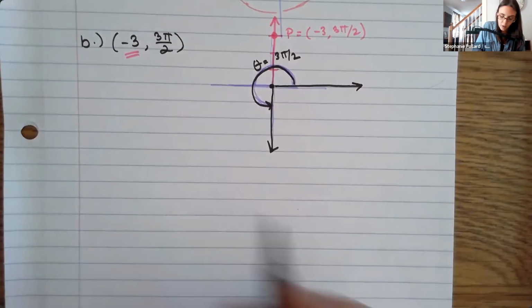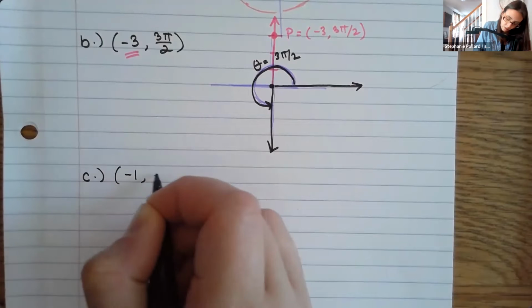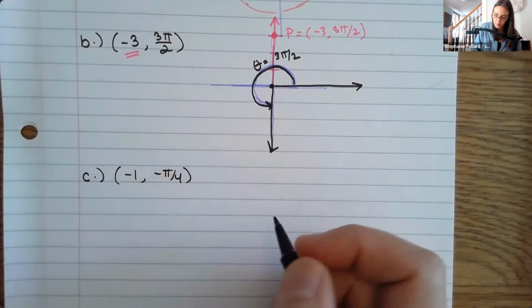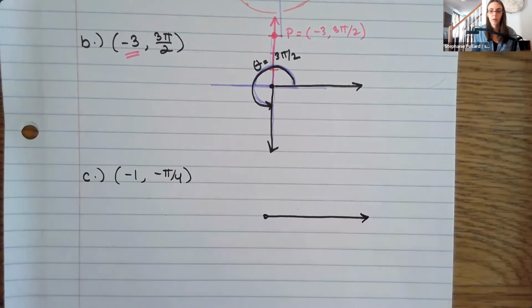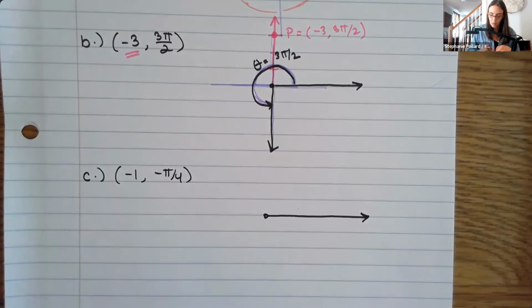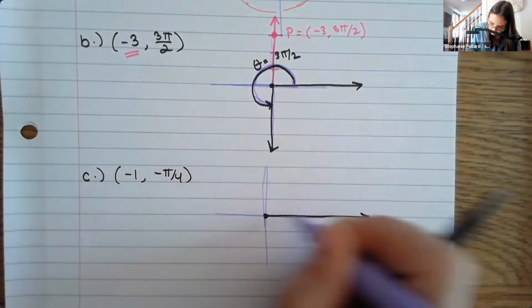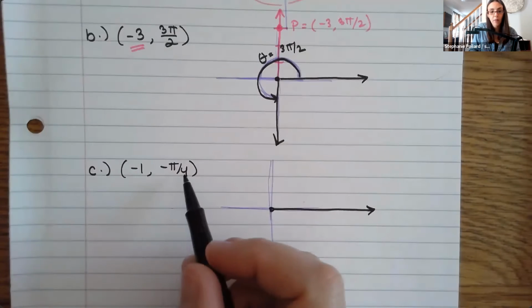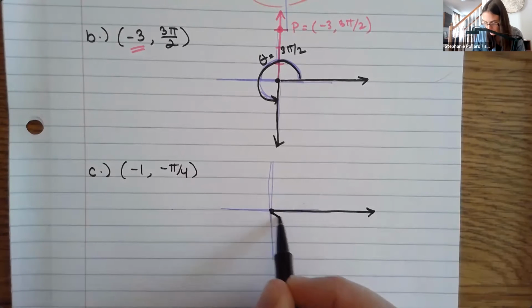All right, and let's do one more. So again, I'm just going to go ahead and draw my axes in. All right, now -pi over 4. So you're going in the negative direction. You're going to go clockwise instead. Pi over 4 is 45 degrees. So our angle comes down this way.